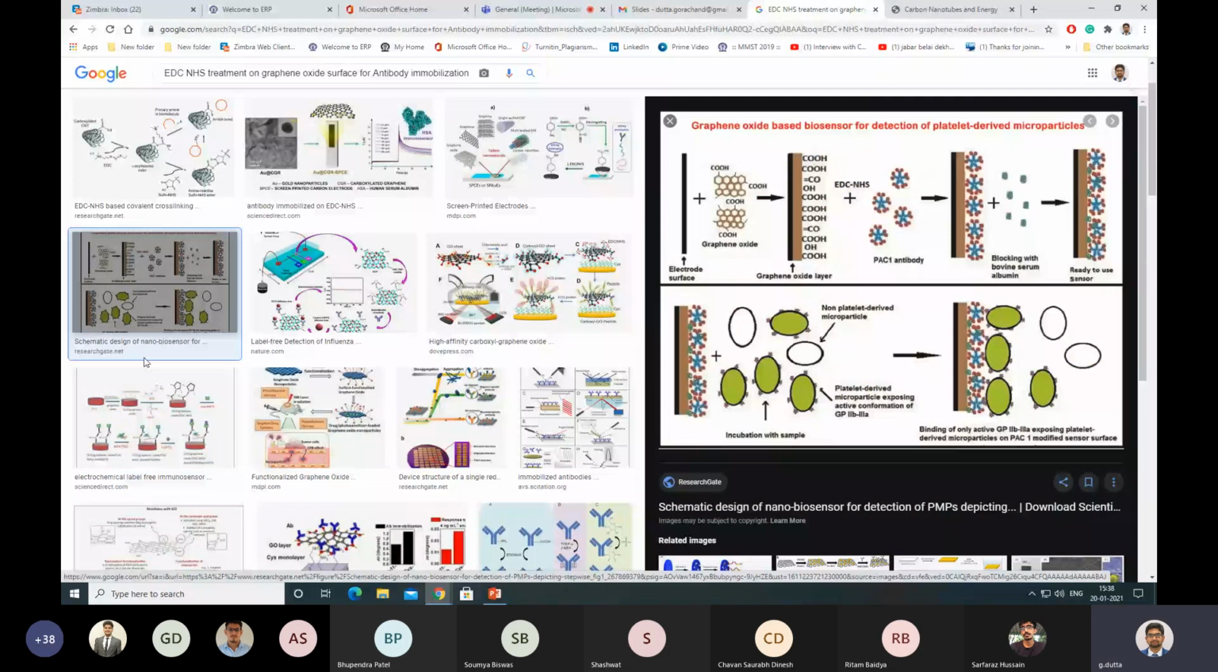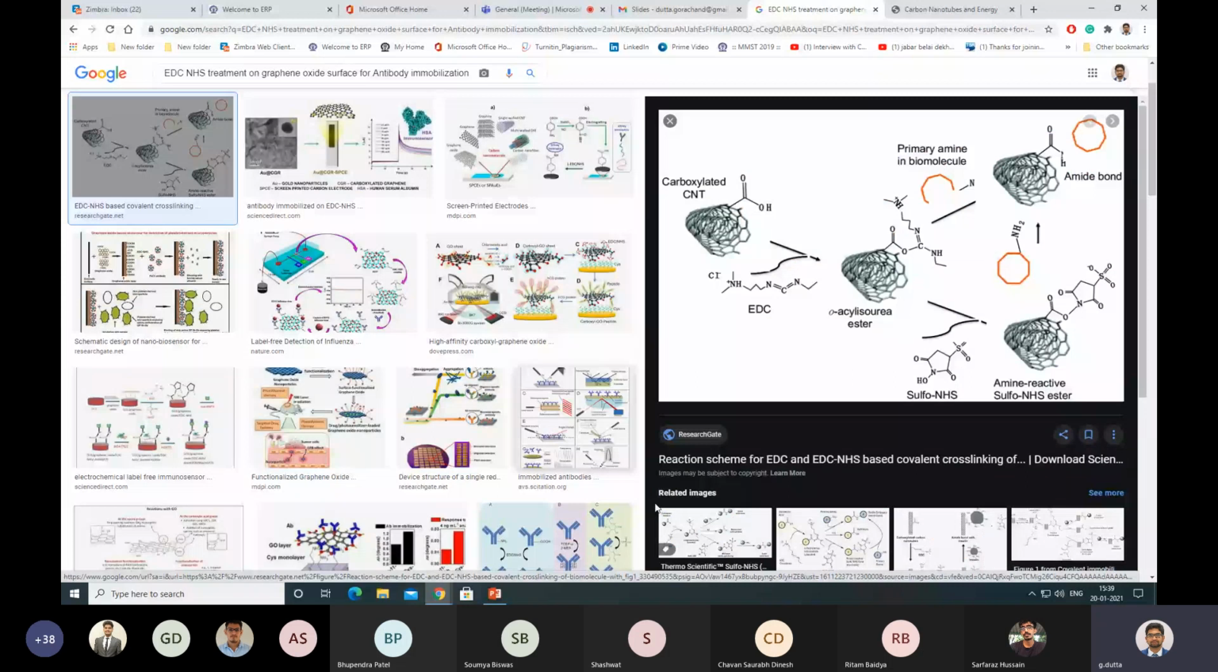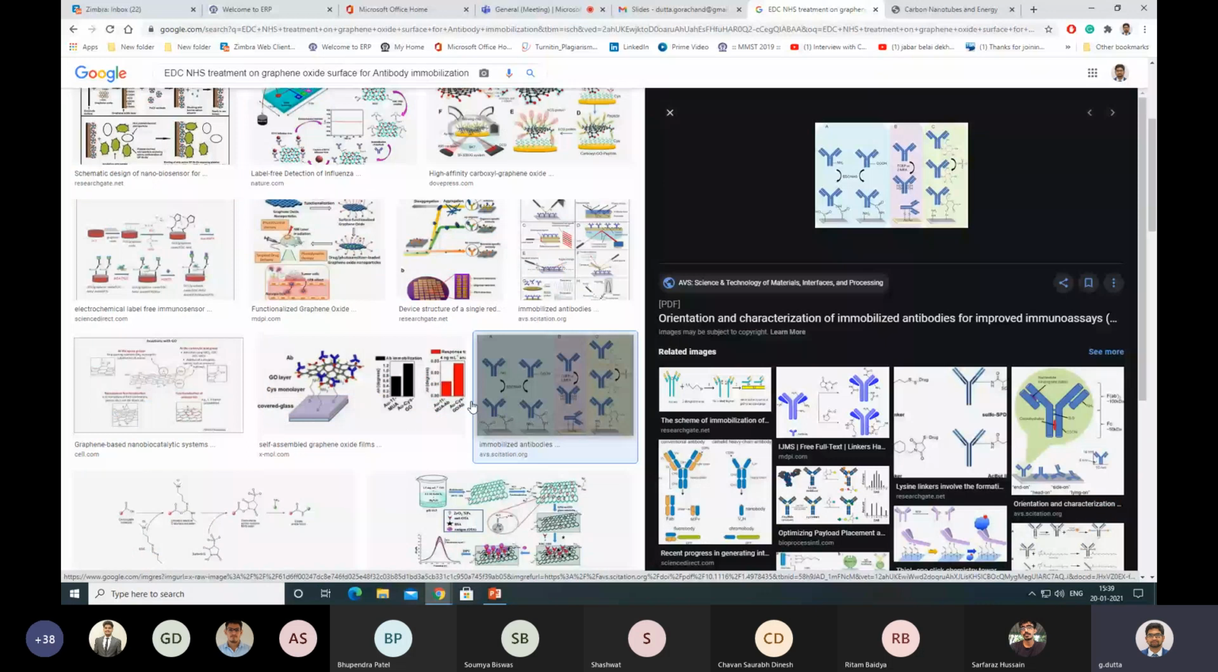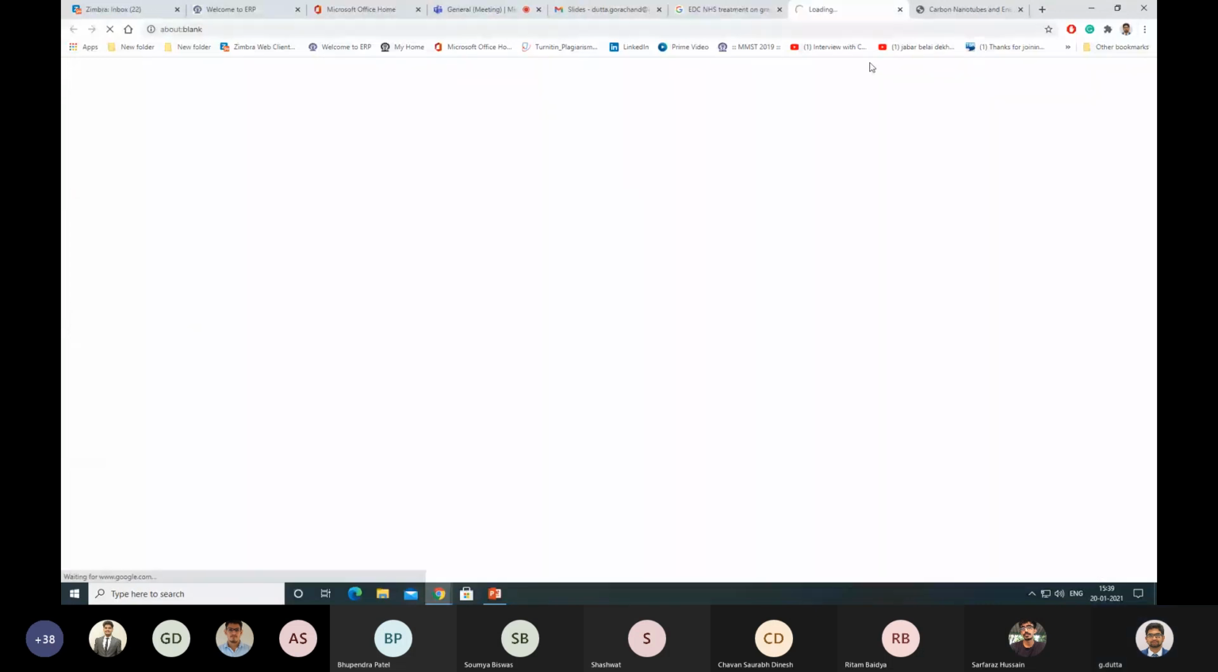Yeah, see, is it visible or very small, right? I think I can enlarge this one. Right. I think I can enlarge.